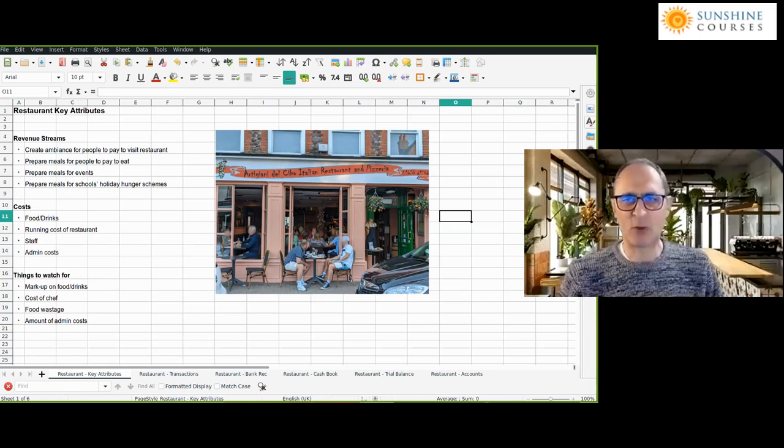But the question that we're going to start with, if you remember, the process starts with categorization. What is it that's key to a restaurant that we want to keep track of? And remember, this could be any goods that we're selling. So in terms of a restaurant, I start off by looking at the revenue streams. What are the key revenue streams that we need to identify for a restaurant? Well, the first thing is a restaurant creates an ambience so that people will pay money to visit the restaurant. The restaurant prepares meals for people.